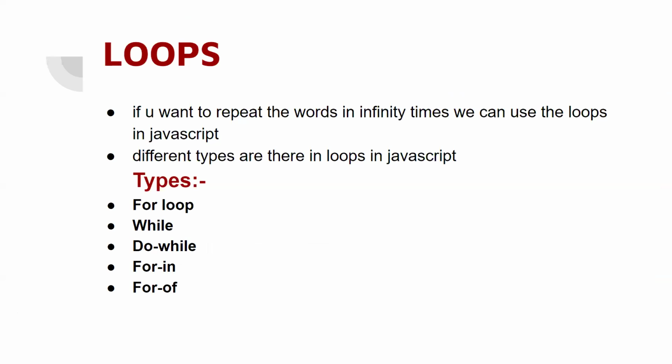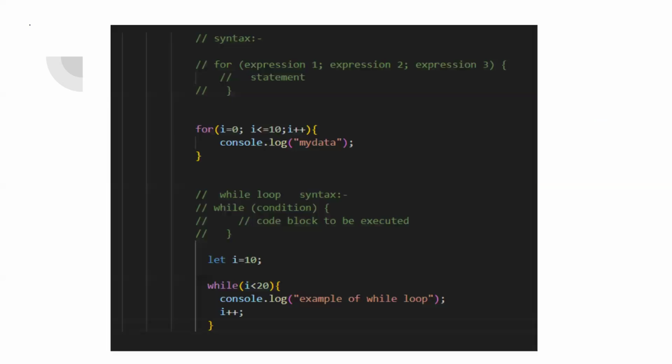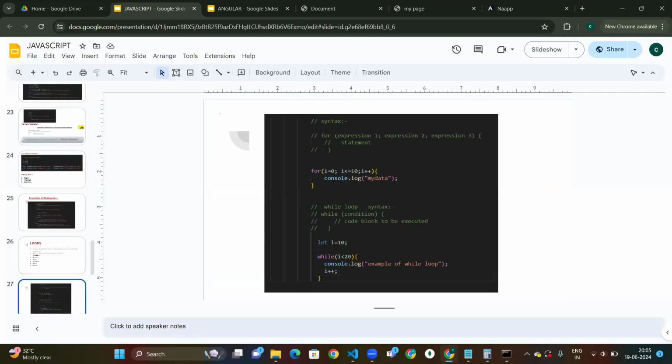There are multiple methods to develop loops. First, we will start with the for loop, while loop, do while loop, for in, and for of. Basically, for in and for of are both ES6 features, so I will explain those concepts today also. I'll write some basic syntax of these.